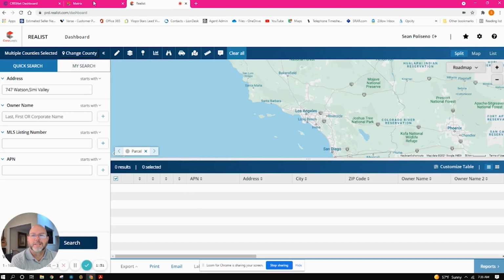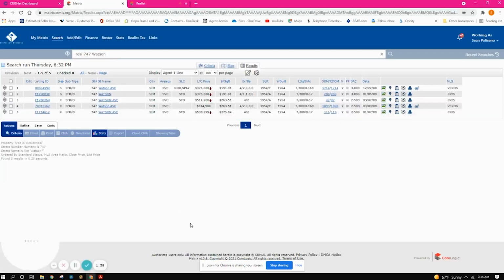Ours is called Real List, and that's available through our MLS as well. And then we're going to be using Cloud CMA. There are other different CMA softwares. I personally like Cloud CMA, and it comes free from the MLS system. So you'll find that in your MLS if it's a free benefit that your MLS provides. You access Cloud CMA right down here on the toolbar. You can see where it says Cloud CMA right there.